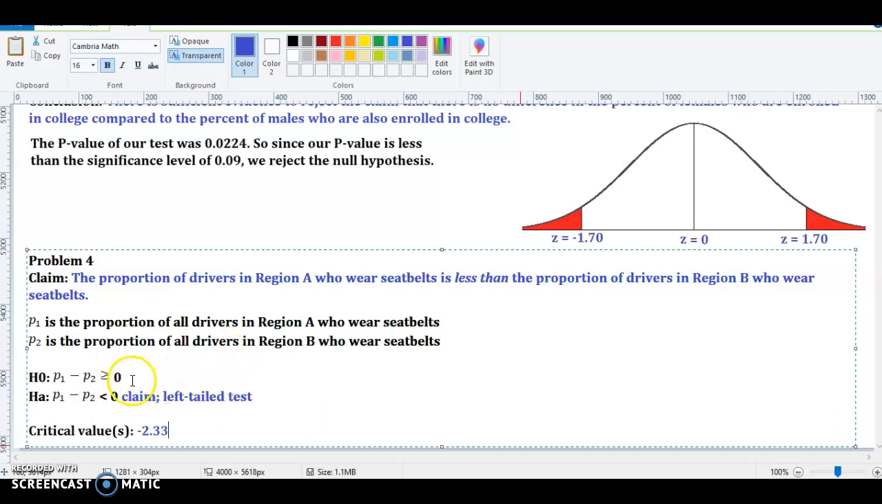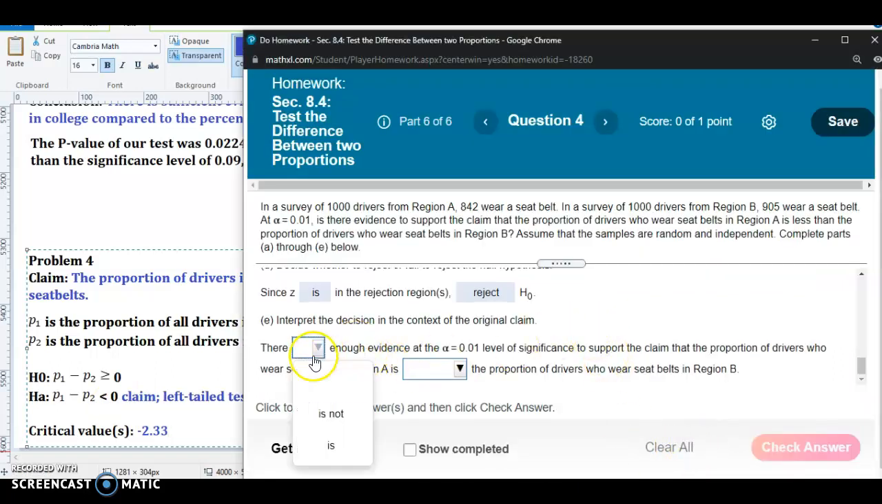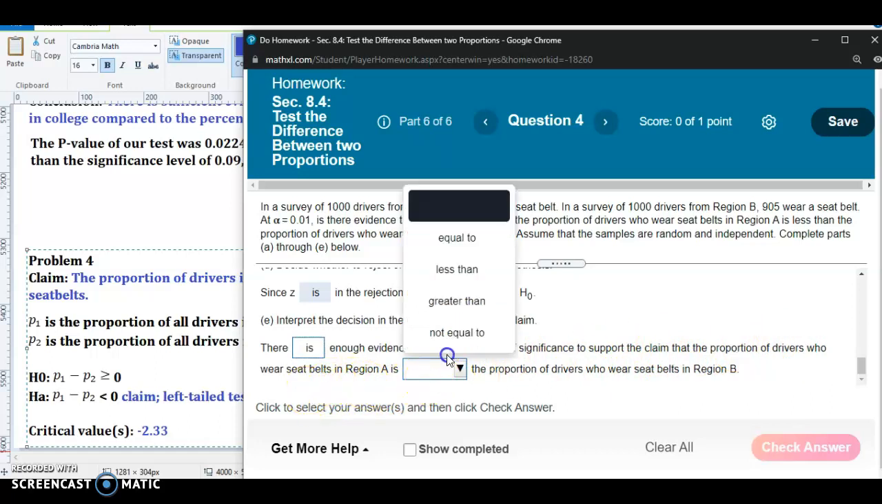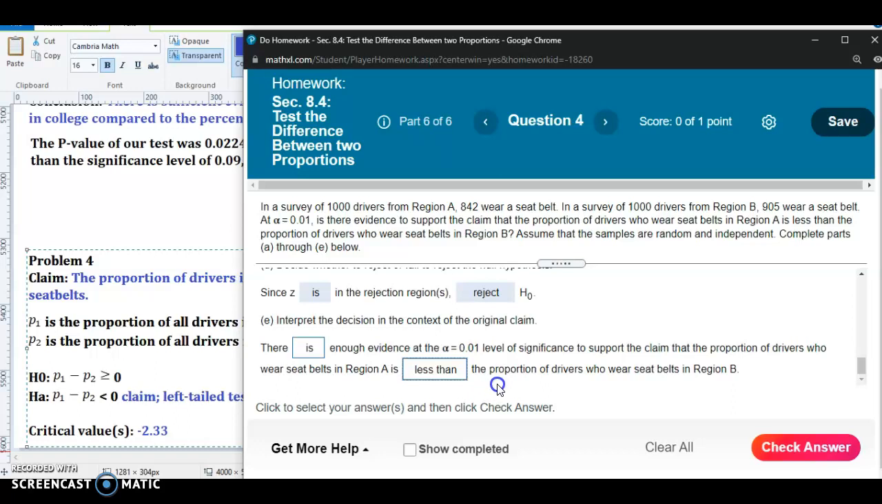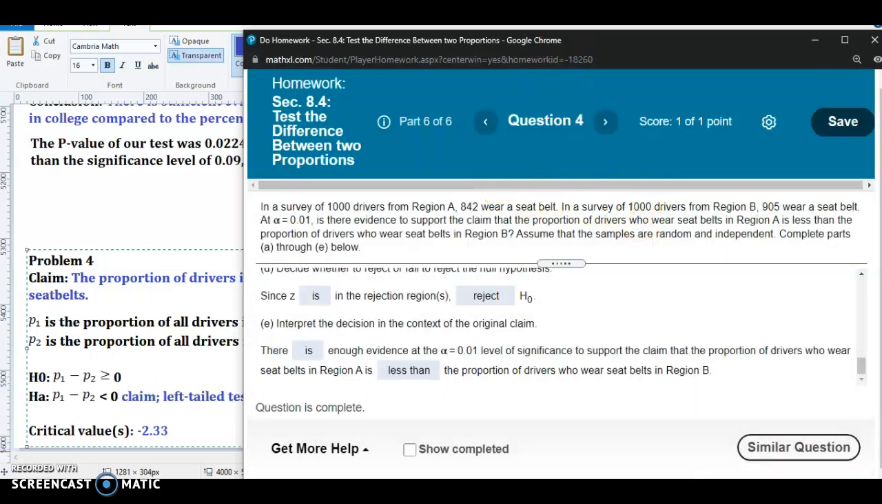So we are rejecting the null hypothesis in favor of the alternative hypothesis. What that means is that there is sufficient evidence to support the claim. There is enough evidence at the 0.01 level of significance to support the claim that the proportion of drivers who wear seatbelts in region A is less than the proportion of drivers who wear seatbelts in region B. Make your choices from the two boxes here. That completes problem 4 from the homework in section 8.4.